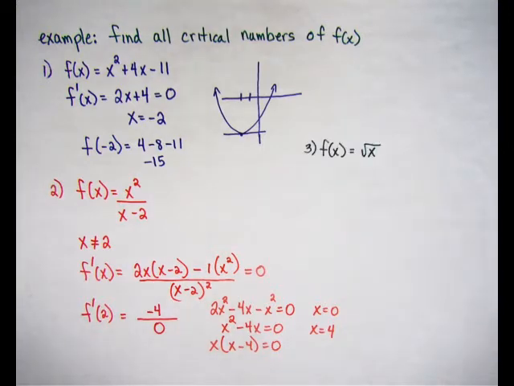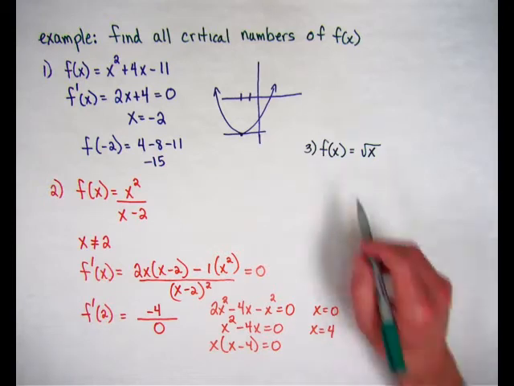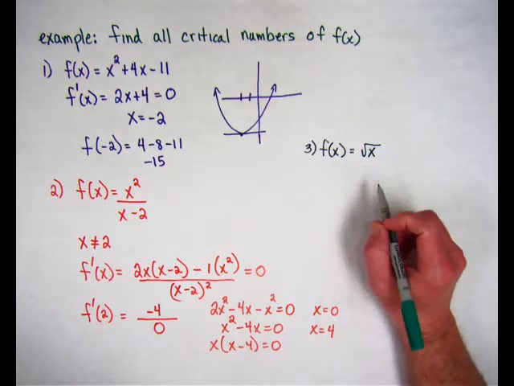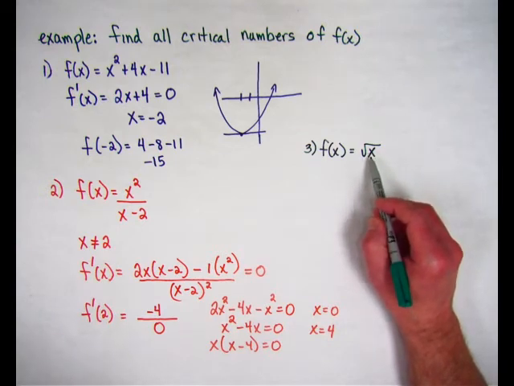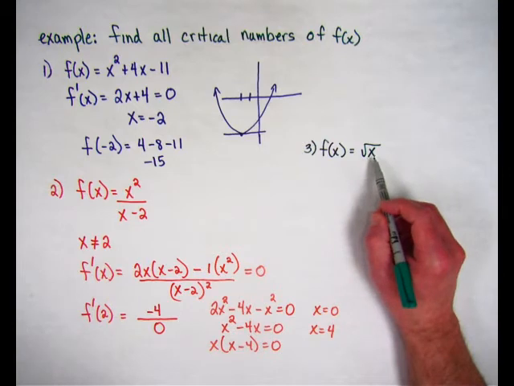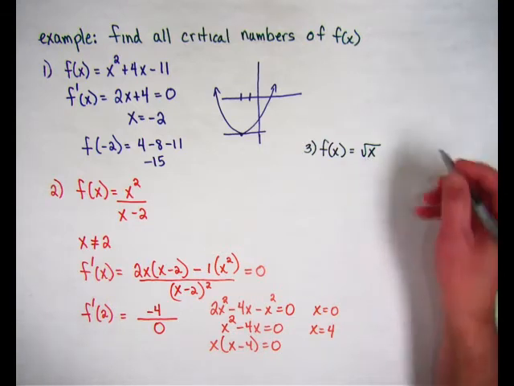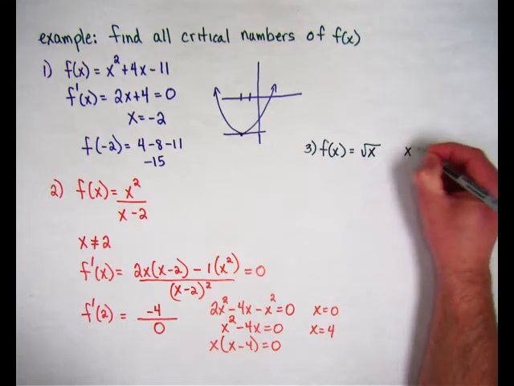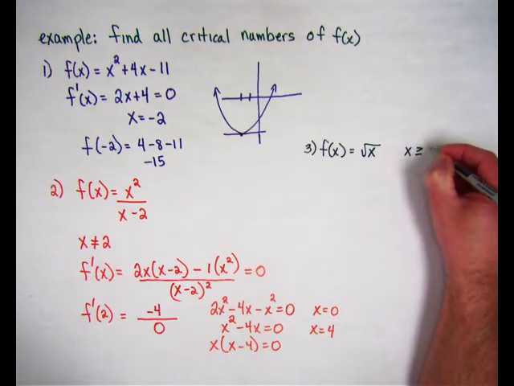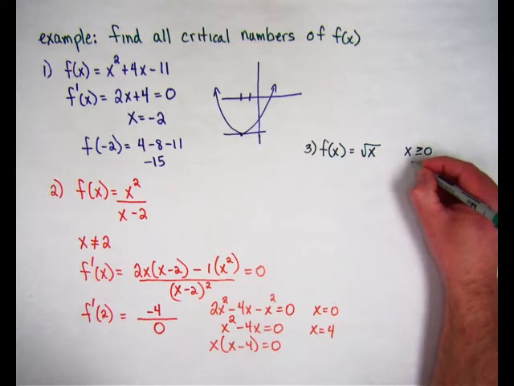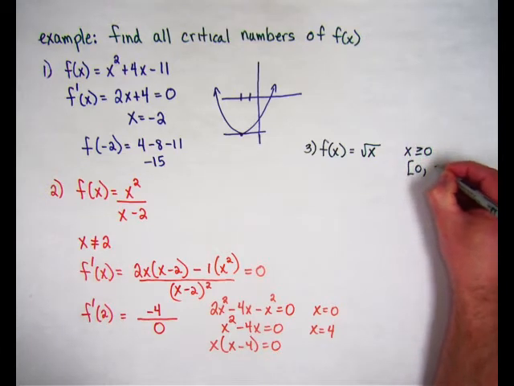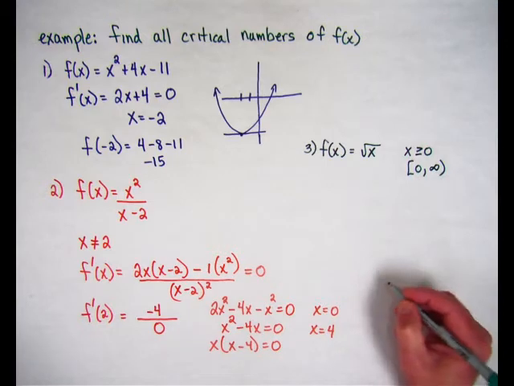I'd like to do one final example of critical numbers. In this case, the function is f of x equals the square root of x. So again, first of all, let's identify our domain. We can't take the square root of a negative number, but we can take the square root of 0 or anything positive. So in this case, our domain is that x is greater than or equal to 0, or using interval notation, our domain would be 0 to infinity.